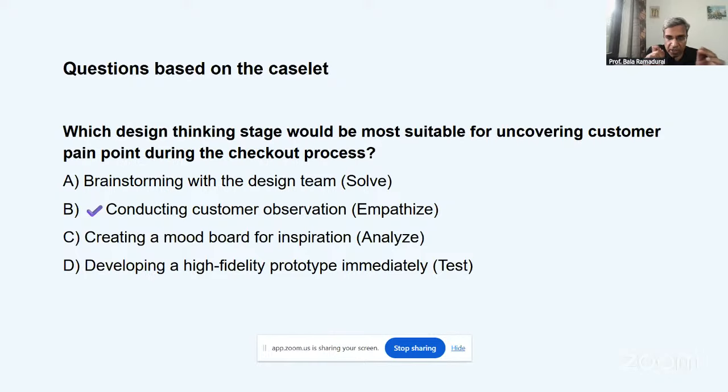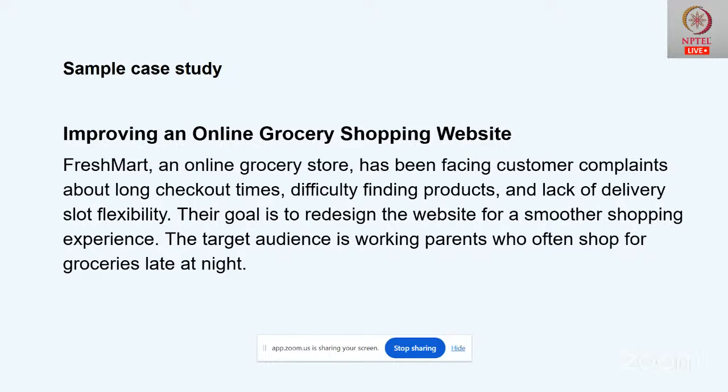So that's what we are looking for, really. Have you really understood what happens in empathize, what is analyzed for, what is solved for, what is tested for? These are going to be very easy for you if you do know and understand what these steps are there for. Okay. We will move on to the second question. I'll present the case study once again, and then I'll show the second question.